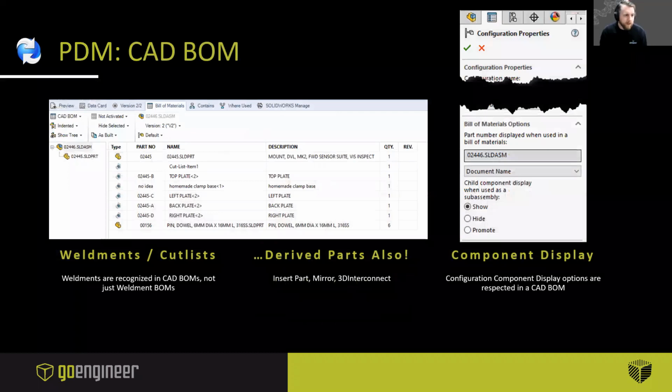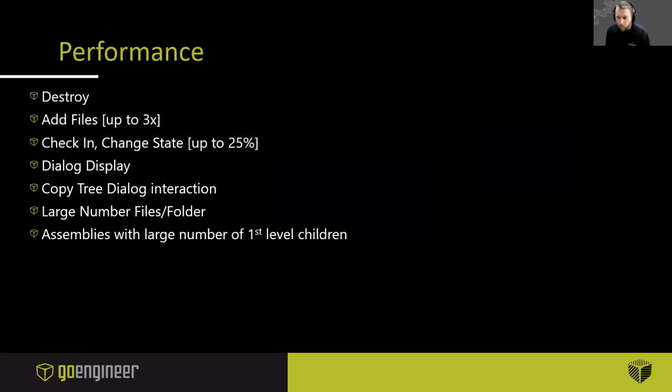So bills of materials, we talked about weldments and cut lists being legitimate items in our computed BOM, derived parts as well, and then the component display properties also being recognized and respected. When it comes to performance, this is not something that will easily show, but last year in 2020, one of the big focuses was on asynchronous folder navigation. So as you browse through a folder, you didn't have to wait for the entire contents of that folder to load before you started interacting with data in that folder.